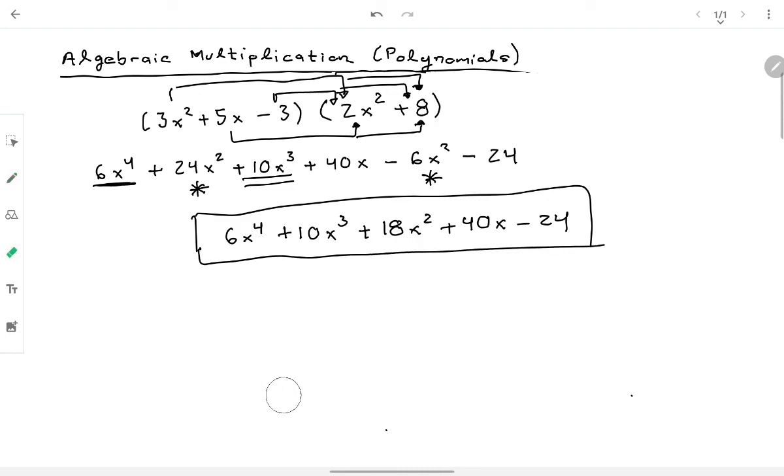So the steps are simple. I don't need to make other exercises, but the steps are simple. First, multiply every term of the first parenthesis by all the terms in the second parenthesis. Then use like term simplification and use ordering for your answer. So it's a very simple topic, but it's a very long one.